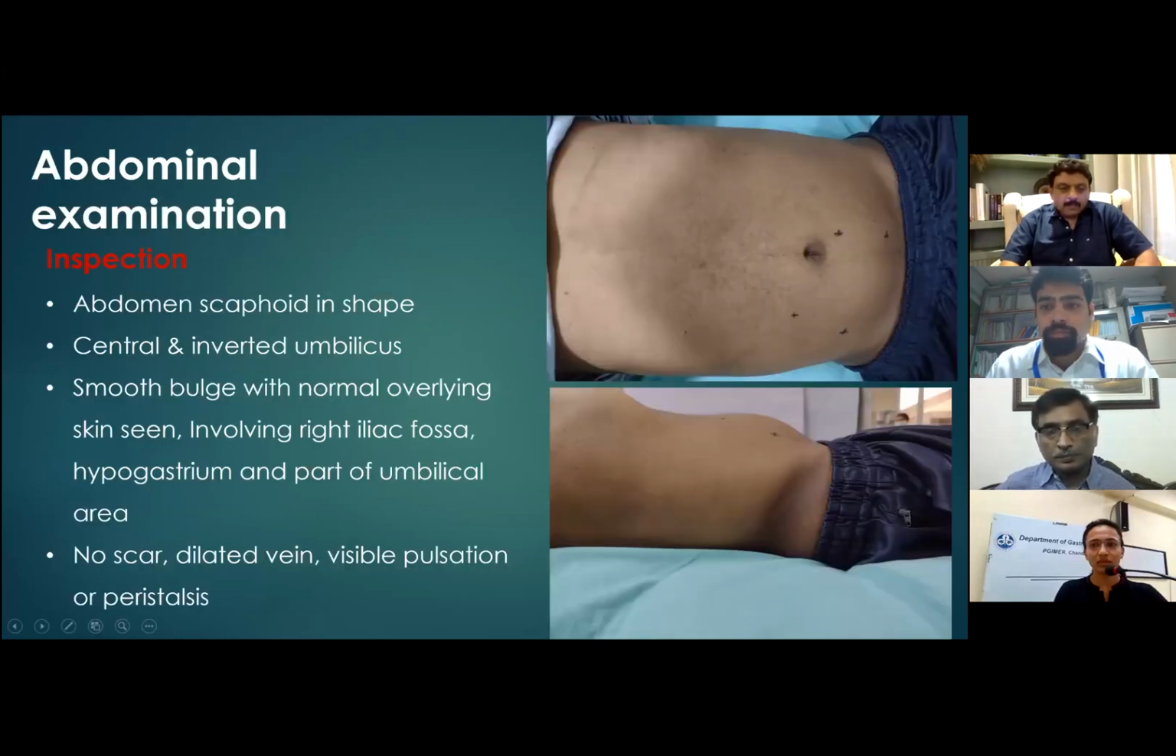On abdomen examination, on inspection, the shape of the abdomen was scaphoid with a central and inwardly placed umbilicus. A smooth bulge with normal overlying skin was noted in the right iliac fossa, hypogastrium, and involving part of the umbilical area. However, there was no scar, dilated vein, visible pulsation, or peristalsis anywhere in the abdomen, and the hernial sites were empty.